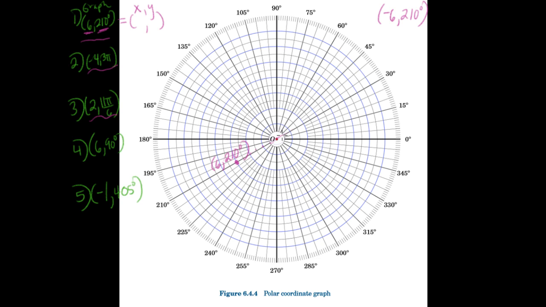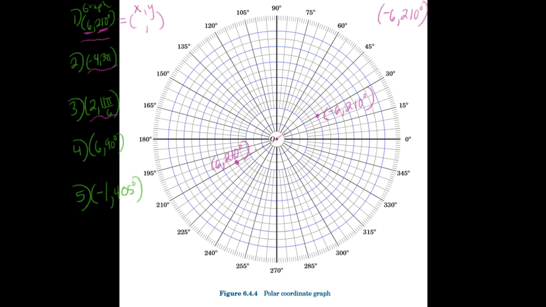And then from there, instead of being at positive 6, it's negative 6. So that tells me I go to this spot and then I go through the origin and back 6 units. So it's 1, 2, 3, 4, 5, 6. So this point is negative 6, 210 degrees. You keep the same angle, and that's the confusing spot. You keep the same angle because you have to start over here, and then you go through the origin to negative 6.